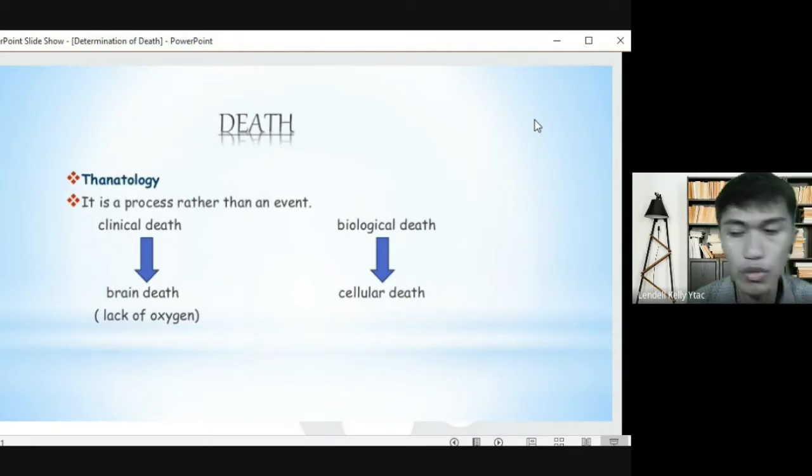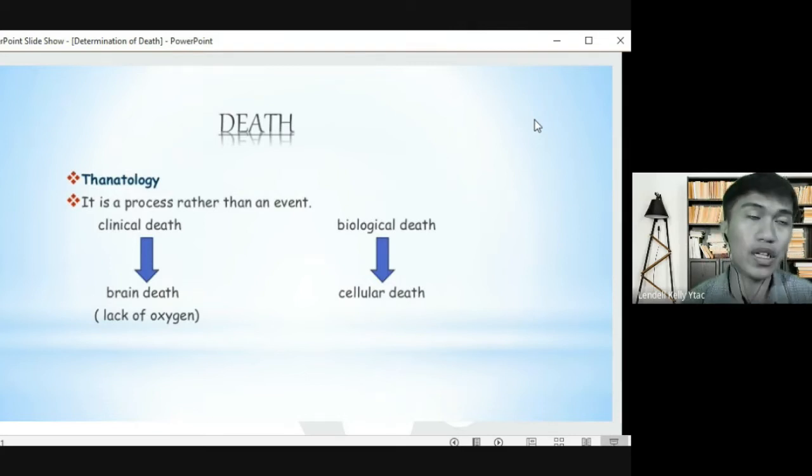So we have two principles that are related to death. We have clinical death and biological death. When we say clinical death, this pertains to brain death, the cessation of the functioning of your brain. This is most likely because of the lack of oxygen and other nutrients going to your brain. And we also have biological death. This pertains to the cellular level.